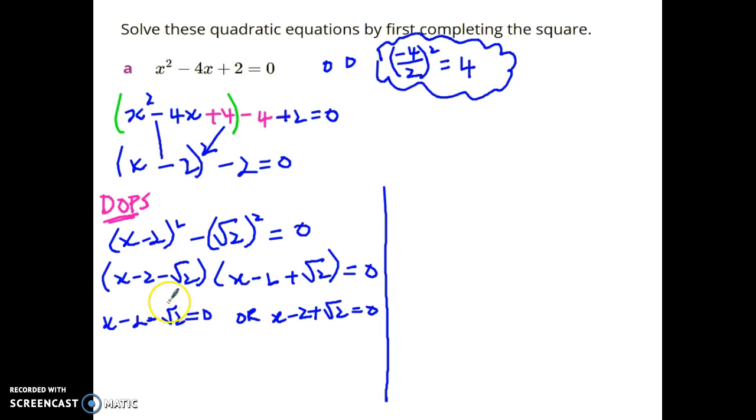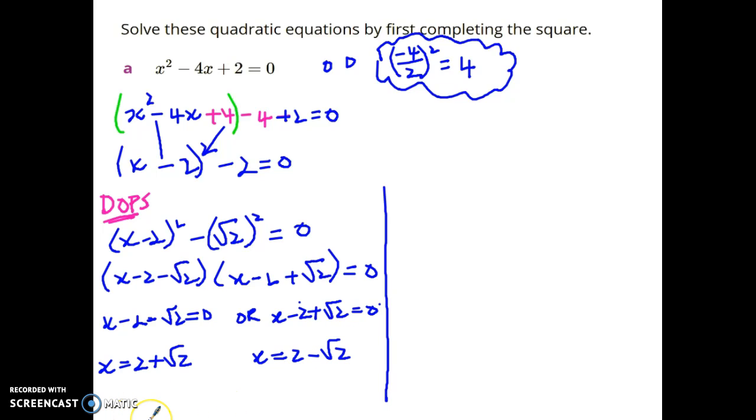So my minus root 2 I'm going to put over here and make it a plus. My minus 2 is going to go over there and become a plus. So x becomes 2 plus root 2. For this one, my plus root 2 will head over there and become a minus. My minus root 2 will go to the right and become a plus. So x equals 2 minus root 2.